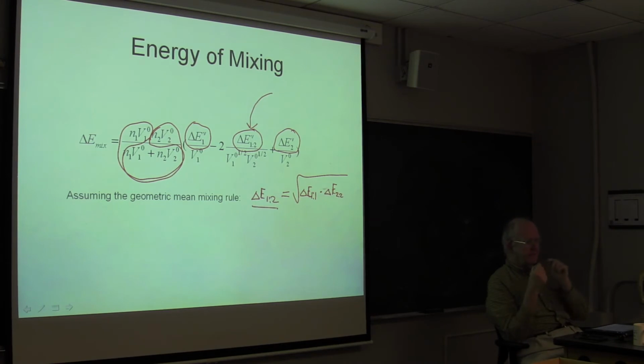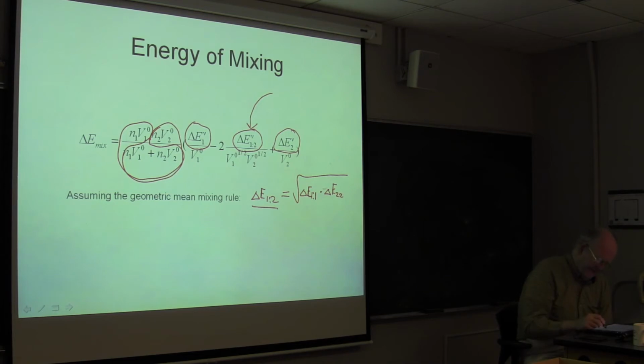Now this is very interesting, because ultimately what it means is we will be able to measure the energy in a mixture knowing only the properties of the pure substances. That's a huge arithmetic simplification. Is this always true? It can't possibly always be true.